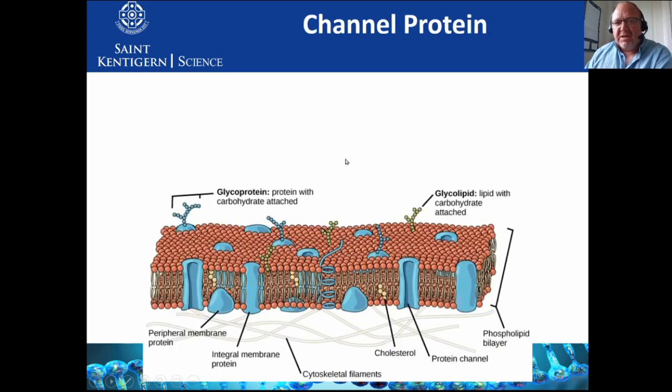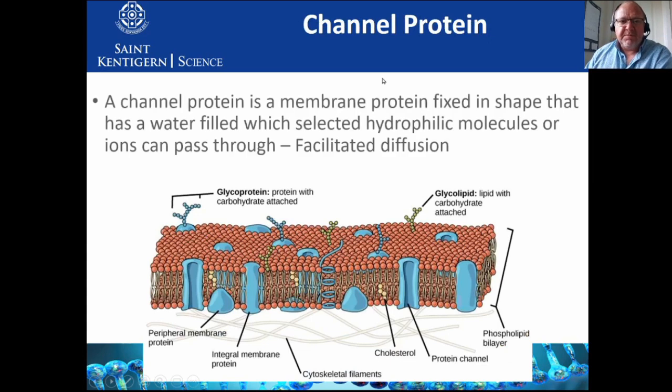So the first one we're going to talk about is the channel protein. I've just talked about a channel protein: it is a membrane protein fixed in shape that has a water-filled section which selected hydrophilic molecules or ions can pass through. This is facilitated diffusion. What does facilitated mean, guys?